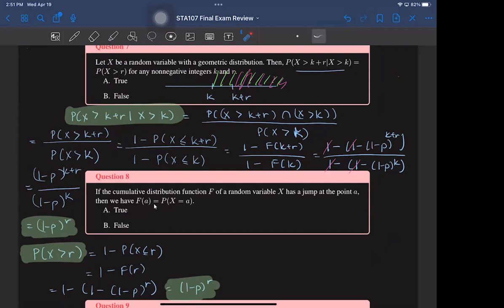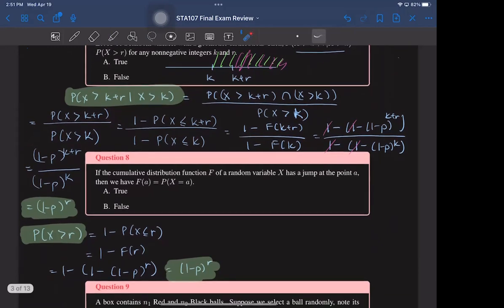Okay, thank you. If it makes sense, then I will let you vote for question 8. This one, just think about what is the CDF and what is the probability that X equals a, which is in your PMF table. What is the relation between them?